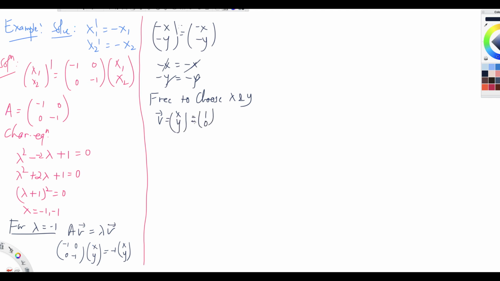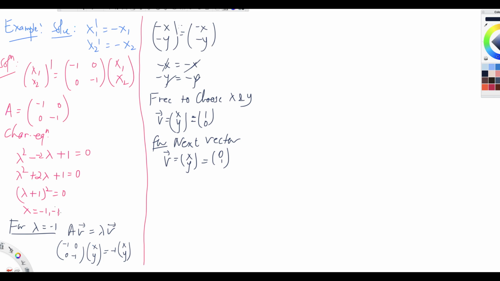Okay, so the other one, you need to pick independent of this one. Because if you take another negative 1, you will get exactly the same condition, right? So for the next vector, you pick v equals (x, y) equals, let's say, (0, 1). Okay, so what do you get then? So what is the solution?